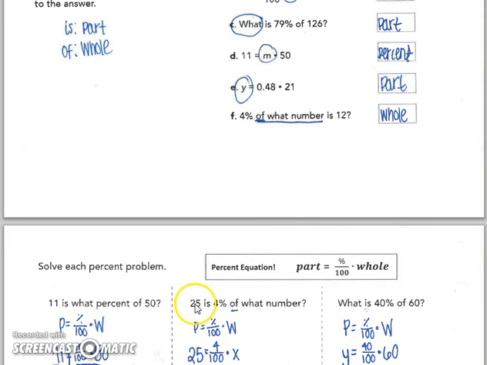So I know the part. I know the part is 25. I know the percent is 4, so I write that as 4 out of 100. 4% means 4 out of 100. And then I multiply that by x because I'm trying to find the part.